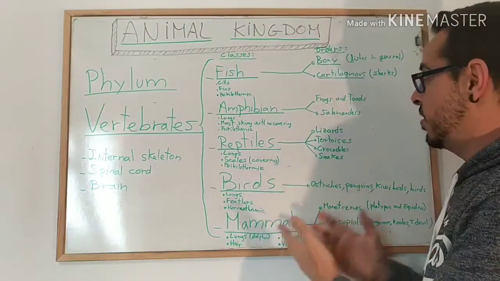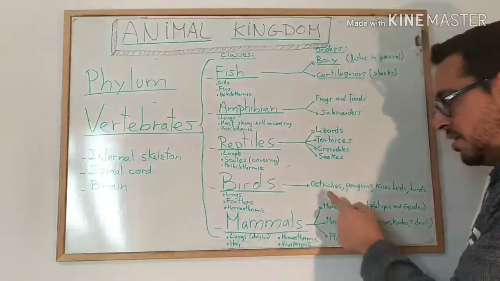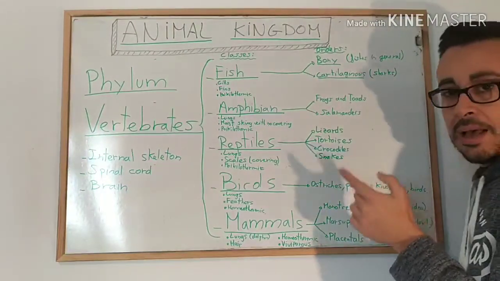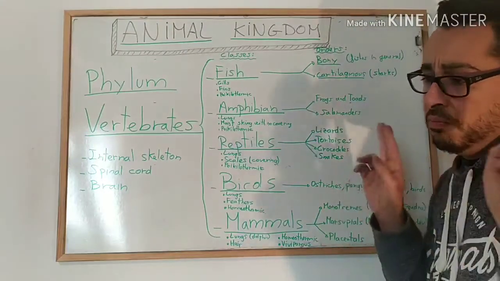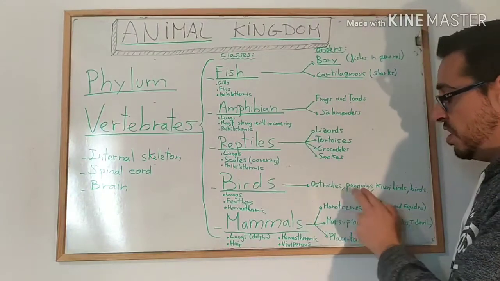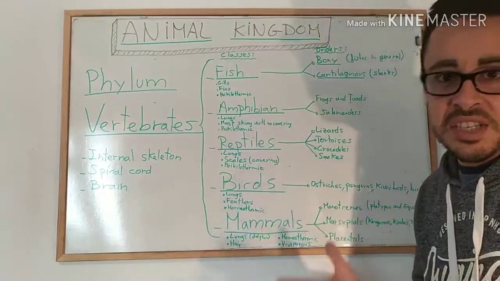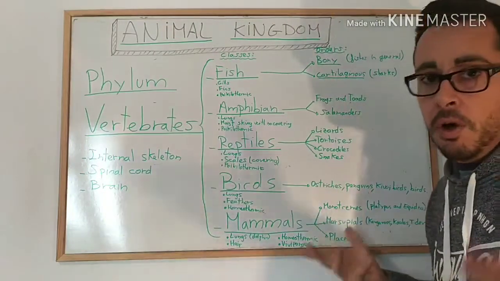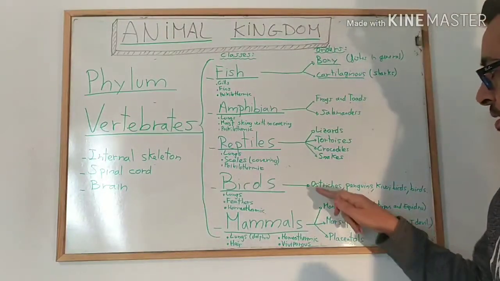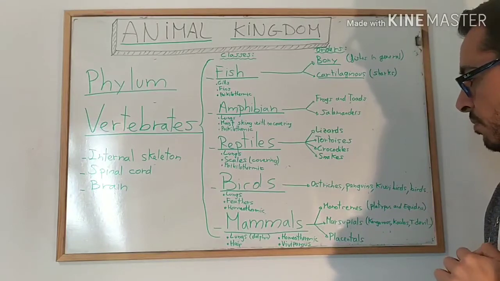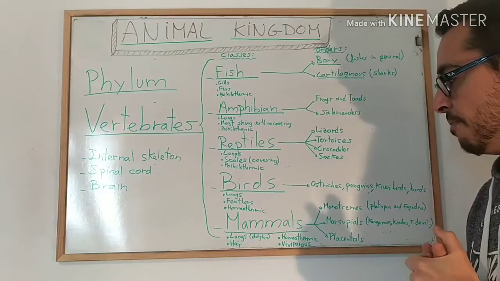And what about birds? Okay, we have several orders of birds. We have ostriches, penguins. I have written here some of the most different. Okay, ostriches, penguins, kiwi birds, and birds in general. Okay, flamingos. That's all about birds.